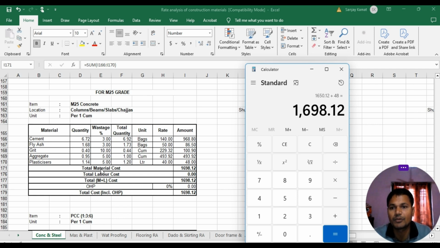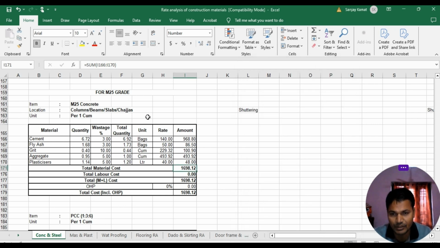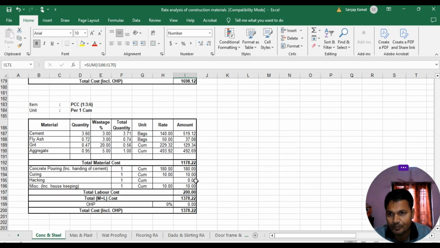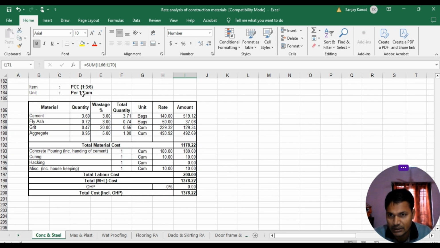This time we have not used labor for it, okay. These are all very weightless materials, so we can handle transport ourselves, okay. After the total calculation, if we sum all of this, the total cost will be 1698.12, okay.